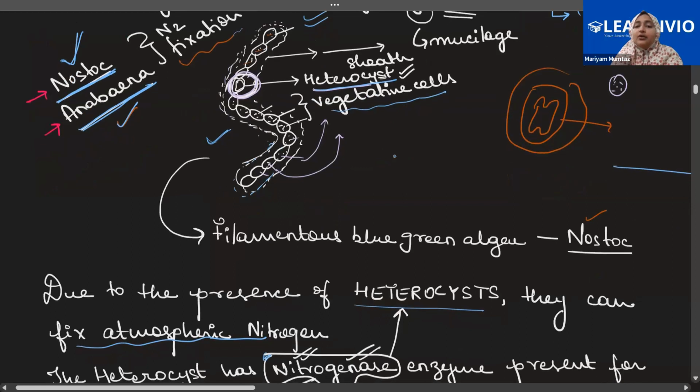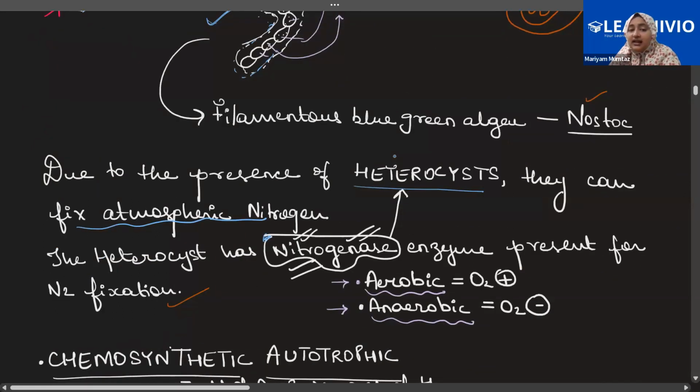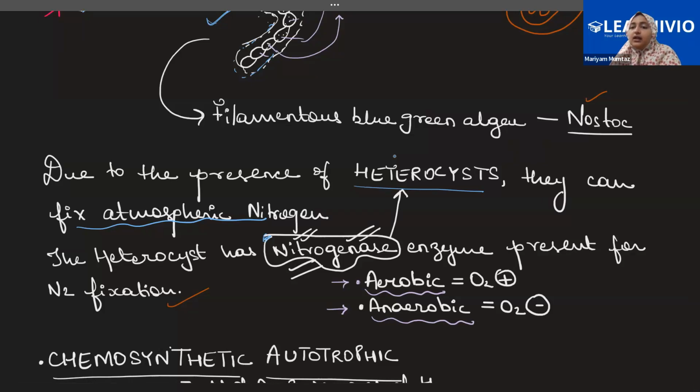Now, why? Because the heterocyst contains the enzyme known as nitrogenase. Nitrogenase enzyme is very important for nitrogen fixation, which is done by the cyanobacteria. That is why, because of the presence of heterocyst, the cyanobacteria, particularly nostoc, can do nitrogen fixation. Clear?